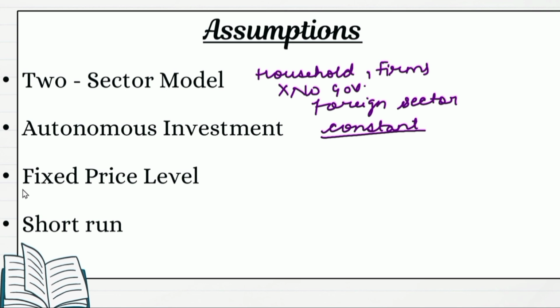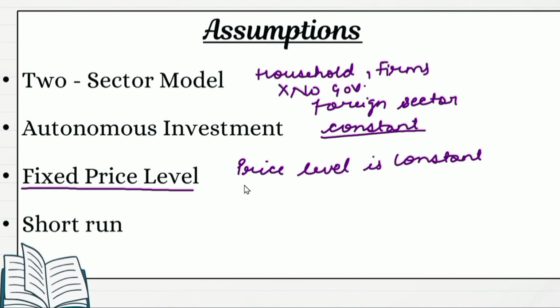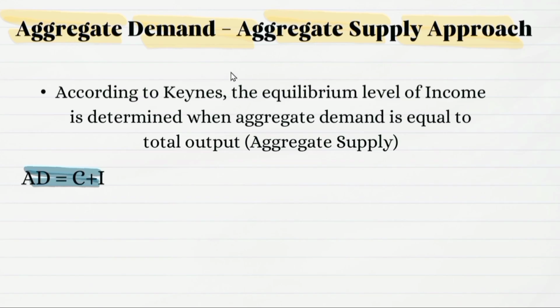Then we have the important assumption of fixed price level. So the price level here is constant, and the price level which we are talking about is the general price level, and the general price level is the average price of all goods and services. And the last assumption is that equilibrium income is to be determined in the context of the short run. So let's read the AD and AS approach.